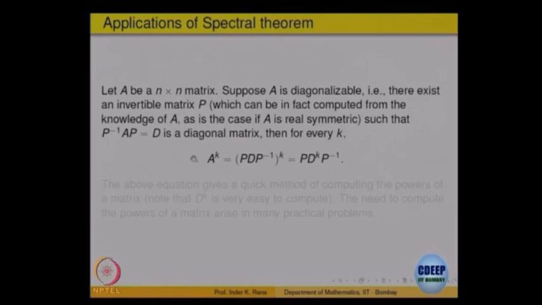So, what is A to the power K? It is P D P inverse to the power K. Now, when you expand it, what happens? When you multiply, it will be P D P inverse times P D P inverse, so P inverse P will cancel, right. So, for any K, this power is P, the diagonal matrix raised to power K, into P inverse.